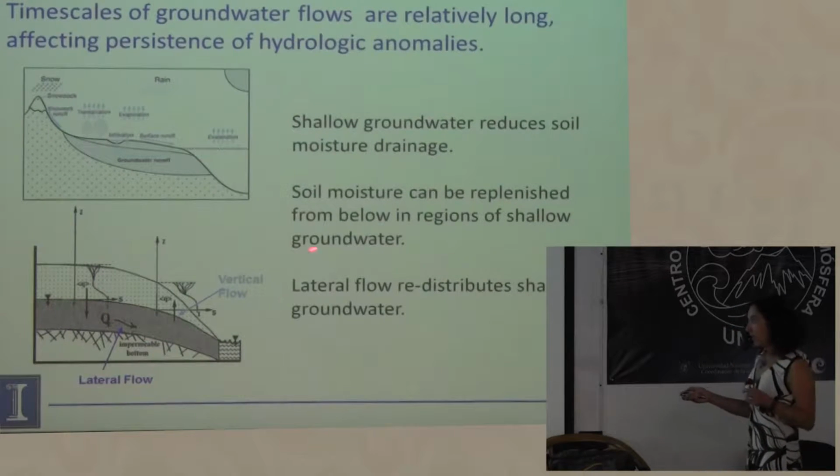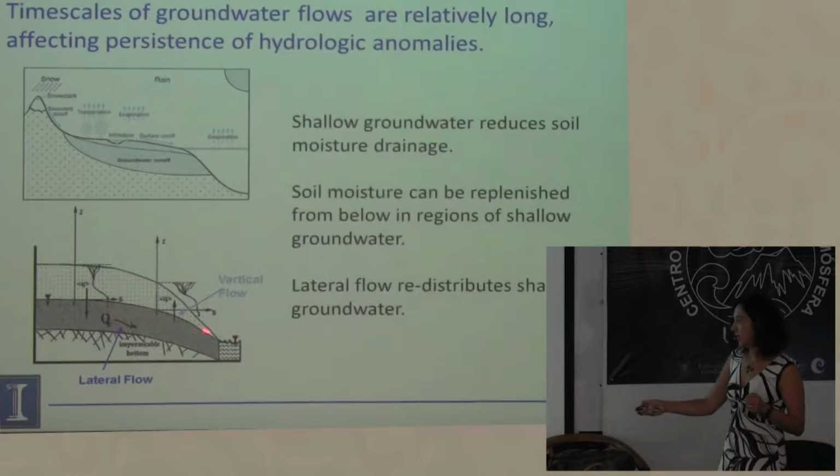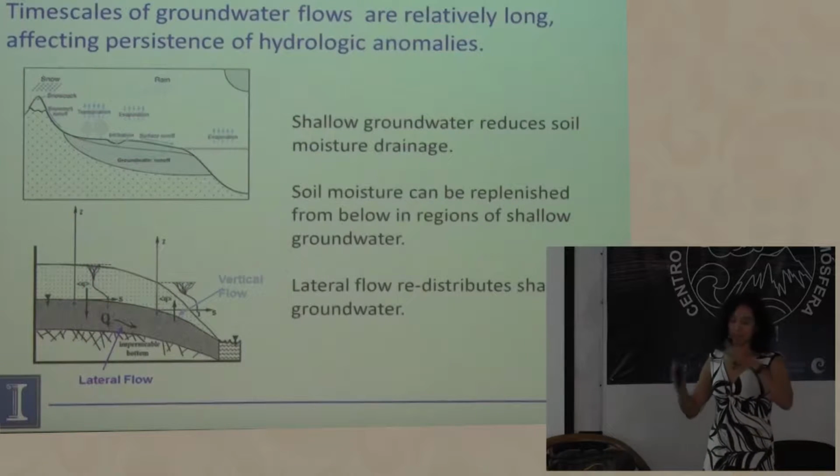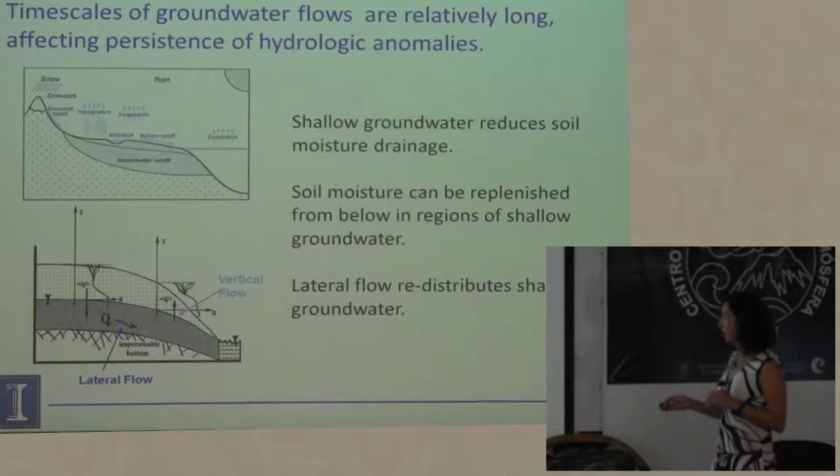And there's one more thing, which is the lateral redistribution of shallow groundwater. Basically, I would say 90% of the models coupled to the atmosphere only have a vertical component of interaction, but here you have a lateral component of interaction deep in the soil column.